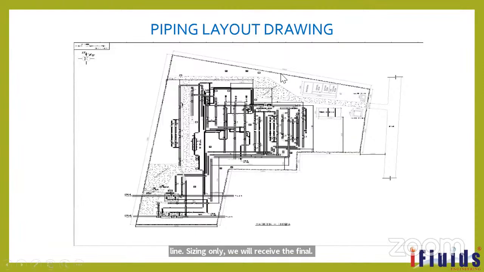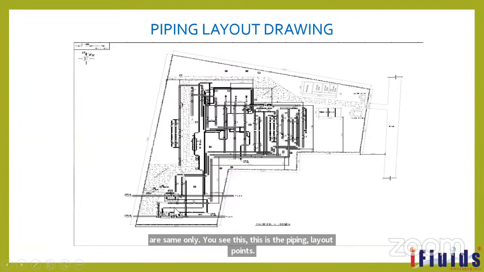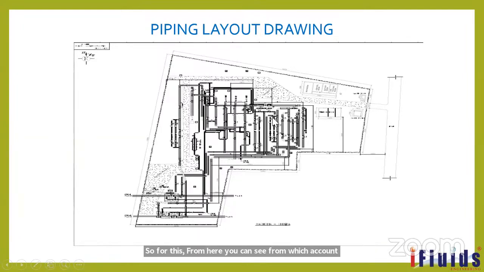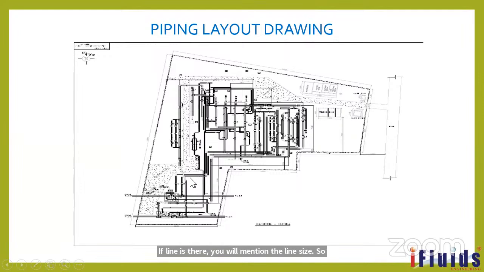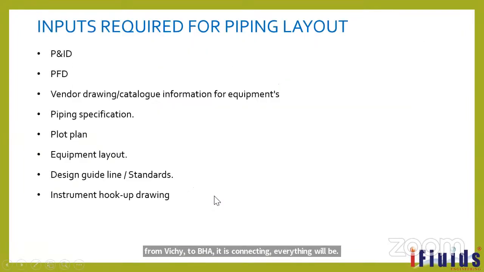This is the piping layout drawing. The other name is piping GA drawing. Both are the same only. You see this drawing now. This is the piping layout drawing, and this is a plan view. From here you can see from which equipment the pipeline is going. In this we will mention the line size also. If a valve is there, we will mention the valve size. If a line is there, we will mention the line size. From which equipment to which equipment it is connecting, everything we will get from this piping layout.